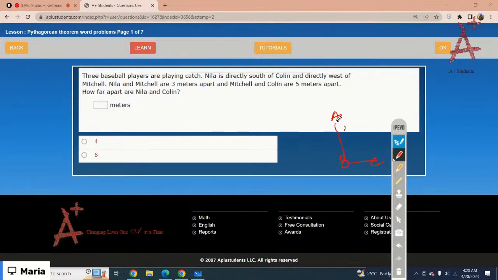Neela and Mitchell are 3 meters apart, and Mitchell and Colin are 5 meters apart. How far are Colin and Neela? You have to calculate the hypotenuse. Correct? That would be c. It would be c square equals a square plus b square. So you have 5 square plus 3 square, that would be 25 plus 9.